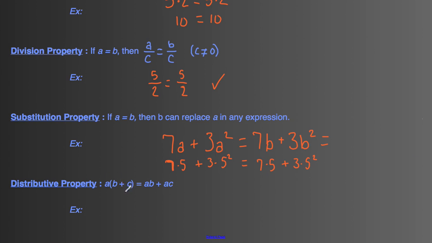One more, the distributive property. We've been using this for a while. If you have some number times the sum of two numbers in parentheses, then you can distribute that coefficient out front. So 5 times the quantity 5 plus 2 is the same thing as distributing that 5: 5 times 5 plus 5 times 2. We can simplify that to 25 plus 10, which is 35. So that's a little review of our algebra properties.